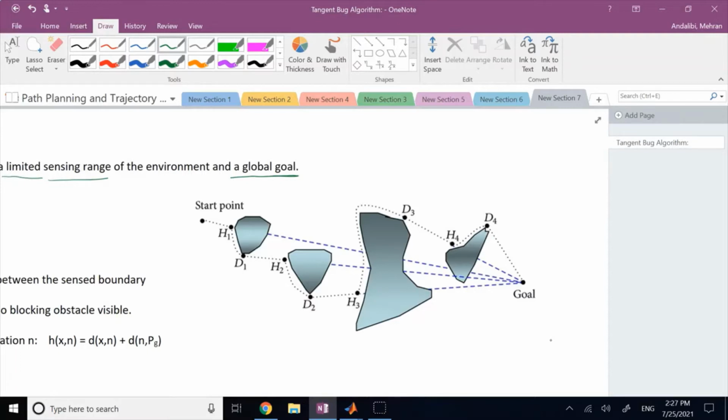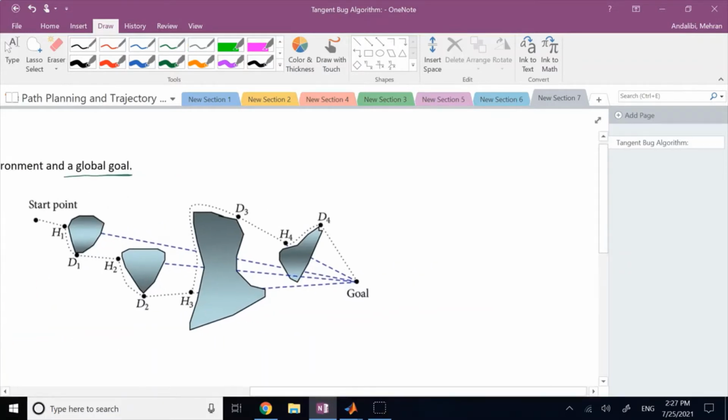But in this case, we assume the objects are stationary, but we don't know their shapes, their locations. We just move forward, and whenever we hit an object, or we feel like we are hitting, not really hit, we sense it using our LiDAR, radar, whatever, we try to go around it and keep going toward the goal, okay? So as I said, this method is based on two algorithms called Bug1 and Bug2.